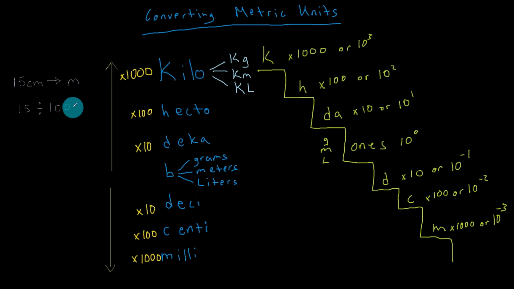And there's a simple trick to doing this. Well, I have 1, 0, 2 zeros, and put the decimal down and move that decimal 2 spaces to the left. I'm moving the decimal to the left because I'm dividing, and I'm moving it 2 spaces to the left because there are 2 zeros for 100. So 15 divided by 100 is equivalent to 0.15.